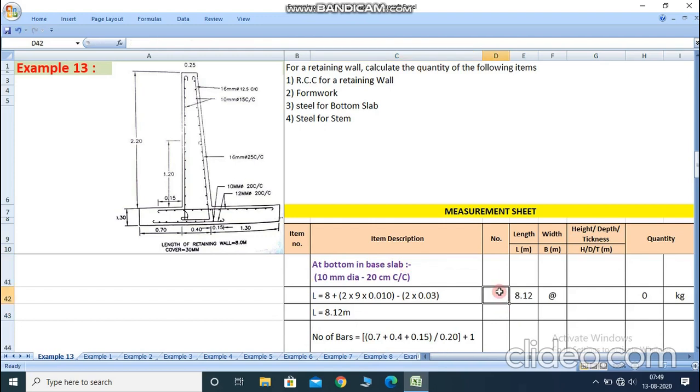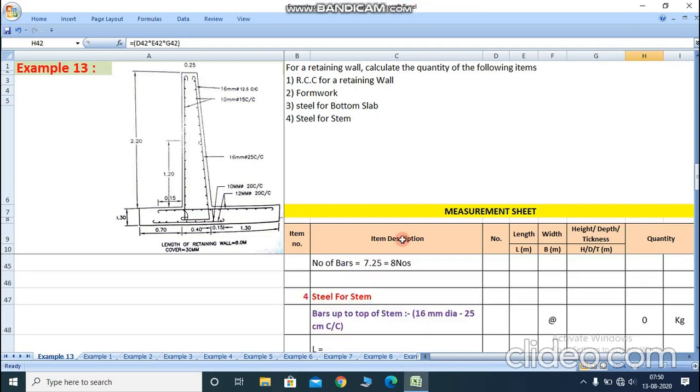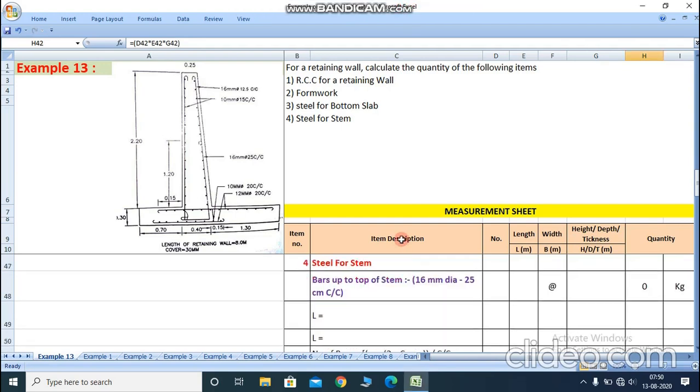So write here 8 bars required, and the weight per meter length of 10 mm diameter bar is 0.62 kg per meter. So the total quantity is 8 multiplied by 8.12 multiplied by 0.62. So the total quantity is 40.275. Now next we start the steel for the stem.